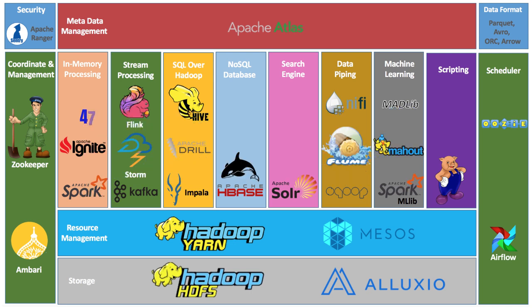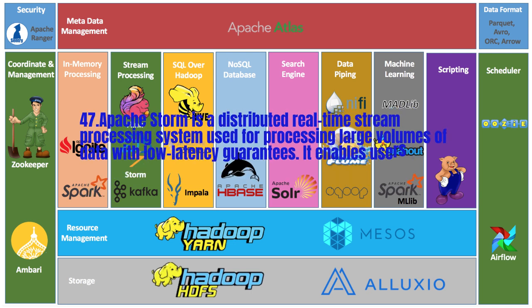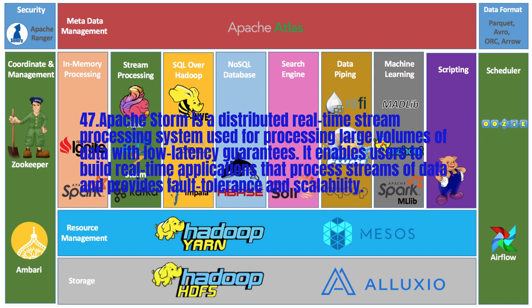Apache Storm is a distributed real-time stream processing system used for processing large volumes of data with low latency guarantees. It enables users to build real-time applications that process streams of data and provides fault tolerance and scalability.